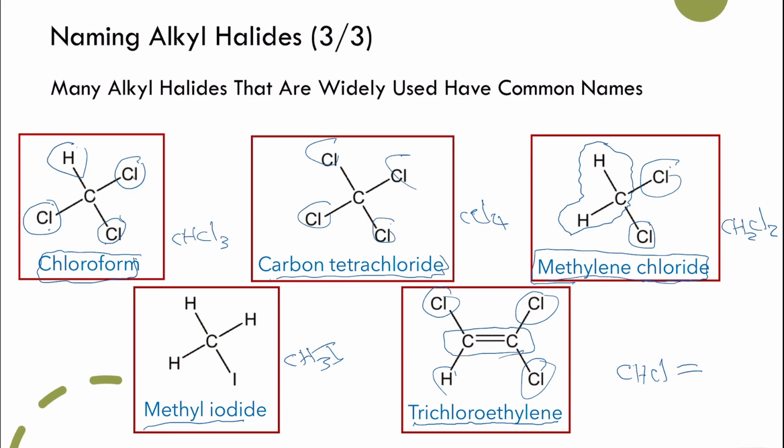So it's basically CHCl, and then a double bond, then CCl2. The double bond here refers to the double bond between carbon and carbon, not with the chlorine. Even when I write it this way, it doesn't mean that the double bond is between the chloride and the carbon. The double bond is still between carbon and carbon. You can also write it this way, Cl, HC, double bond CCl2. So this is called trichloroethylene.